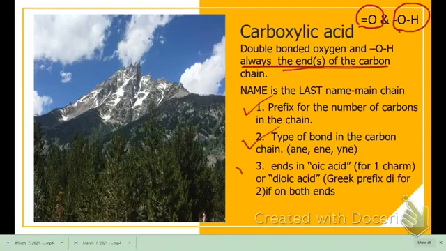The ends of the name, in this case, are going to be oic acid if there's one charm, dioic acid if it's on both ends. So remember to keep that rule about carboxylic acid. So let's see, and we're going to go kind of slow with this one, just to make sure we know all the parts and the parameters of it, okay? Okay.